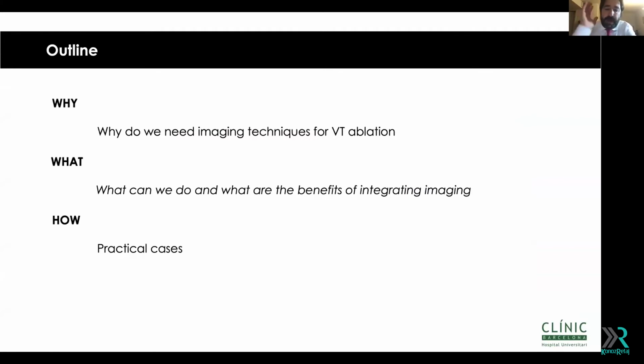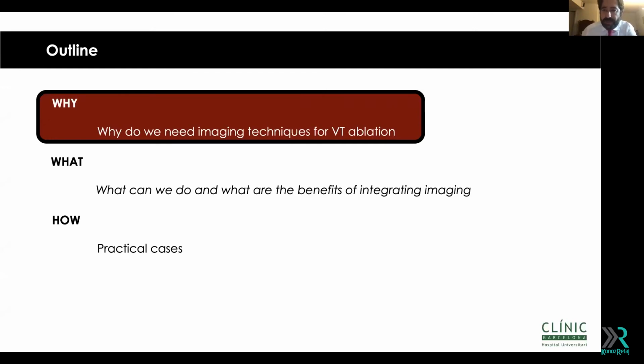However, my purpose today will be to tell you these 3 questions about imaging and VT ablation. First, why? Why do we need imaging techniques for VT ablation?